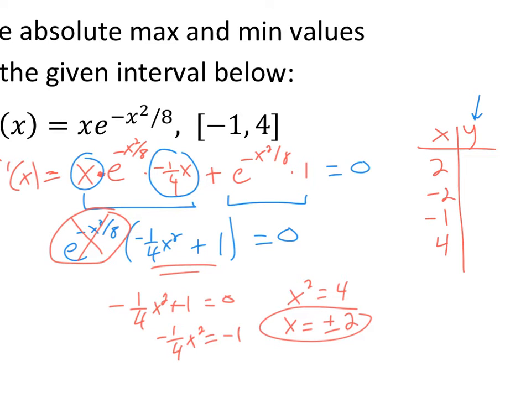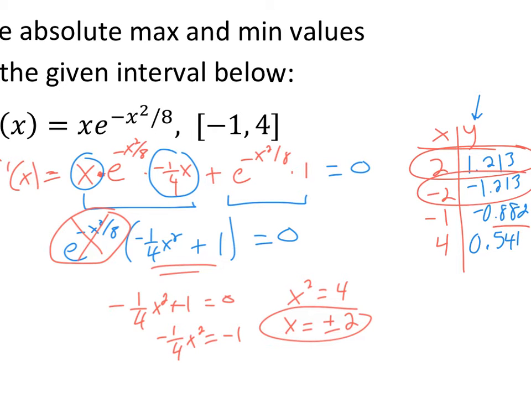So when I entered these in, I got 1.213 for 2. I got negative 1.213 for negative 2. And if I sub in negative 1, I got negative 0.882. And then lastly, 0.541. And so off my list, even though they're decimal answers, which are fine, looks like this one ends up being the absolute max, and then this one would be the absolute min. So remember to have that statement in the end.